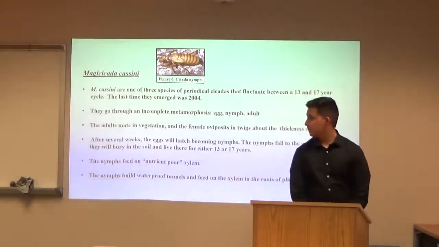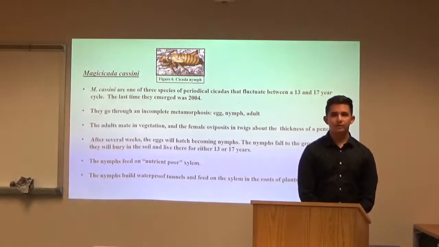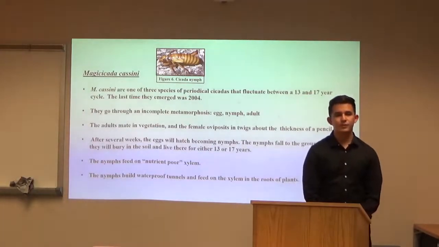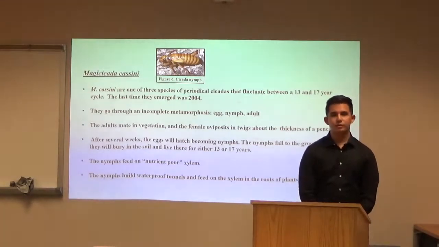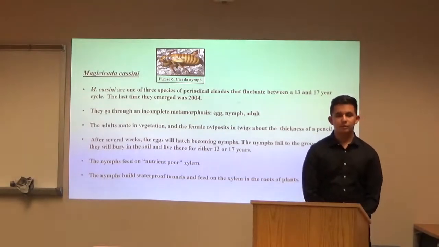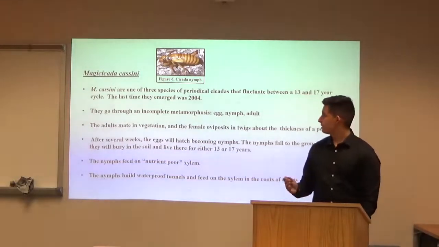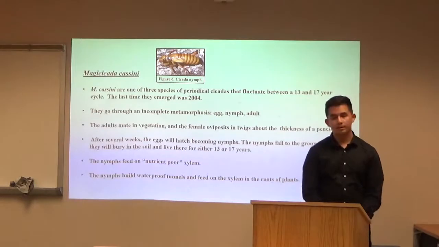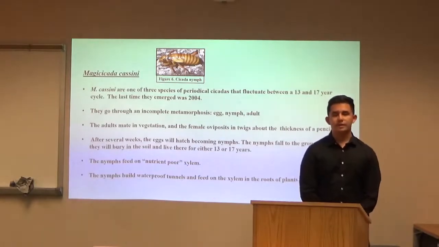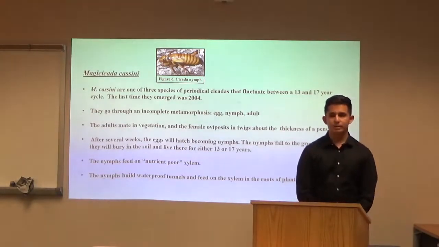Magicicada cassini are one of the 3 periodical cicadas that fluctuate between a 13 and a 17-year cycle, and the last time they emerged was 2004. They go through an incomplete metamorphosis: egg, nymph, and adult, and as we see in Figure 6, that's a cicada nymph. The adults mate in vegetation where the female oviposits in twigs.